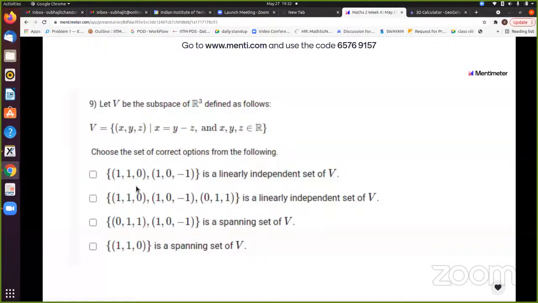Now the question is, is this set a linearly independent set of V? For the second one, again, the first one is inside V, the second one is also inside V, the third one is also inside V, correct. So is this a linearly independent set? That is the second question. The third question is whether this is a spanning set of V or not. And the fourth one is, is this one a spanning set of V or not. So write this down, solve it. I will wait for 2 minutes, then I will discuss again. You solve it yourself.